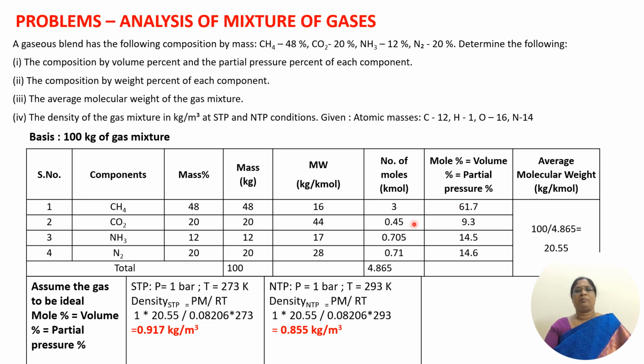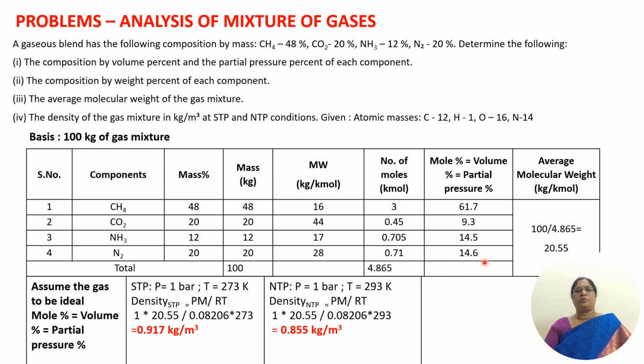For the second one, 0.45 divided by 4.865 into 100 is 9.3 percentage. Next one, 0.705 divided by 4.865 into 100 is 14.5 percentage. For the last one, nitrogen, 0.71 divided by 4.865 into 100 is 14.6 percentage.